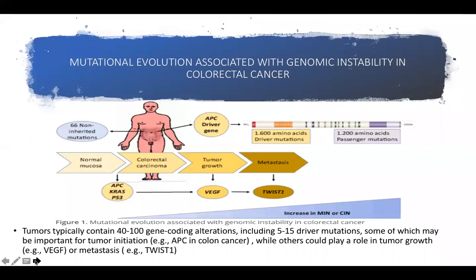Colorectal cancer is an example of mutational evolution associated with genomic instability. So you can see in this figure that from normal mucosa to colorectal carcinoma, APC is the major driver mutation. From colorectal carcinoma to tumor growth and metastasis, there are other driver mutations like VEGF and TWIST1 which help in this process. Typically, a colorectal cancer tumor contains around 40 to 100 gene coding alterations, which includes around 5 to 15 driver mutations, some of which may be important for tumor initiation, for example the APC in colon cancer, while others could play a role in tumor growth like VEGF or in metastasis like TWIST1.